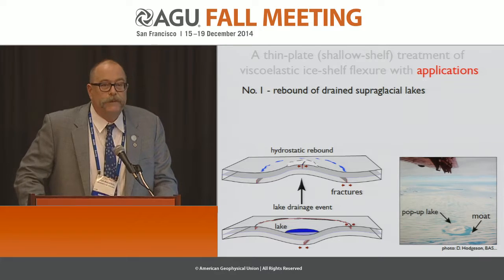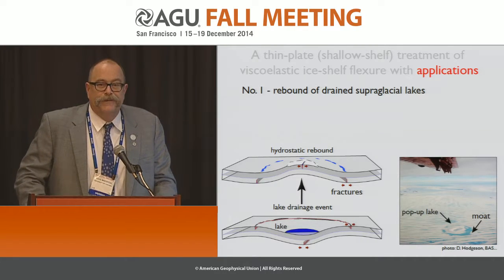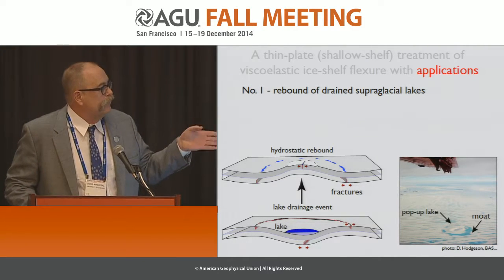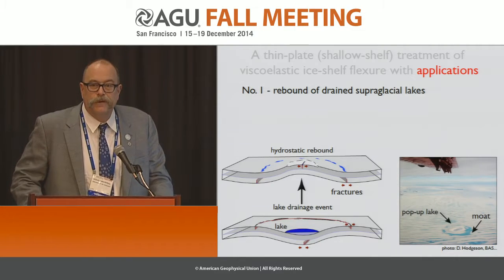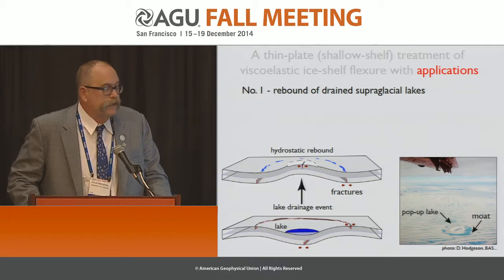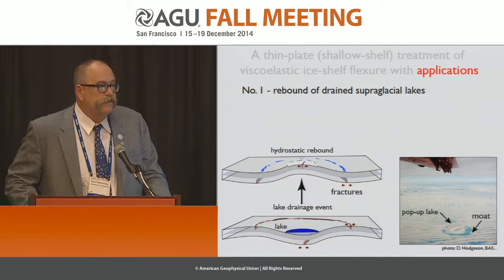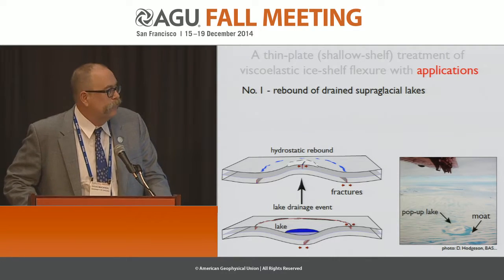The first is the rebound of superglacial lakes when they drain. This is the equivalent on an ice shelf of glacial isostatic adjustment. And what I show here are 2 phases of a superglacial lake, one where it's loaded with surface water, and you can see one set of cracks developing due to the elastic stresses that are, of course, slowly dissipating after the lake has been there for a while.